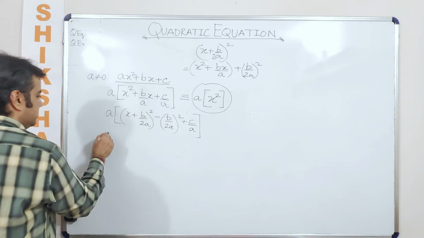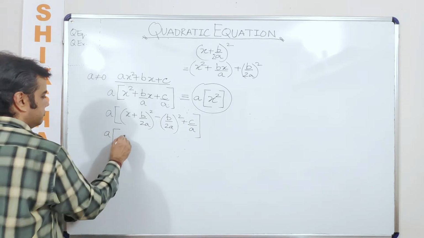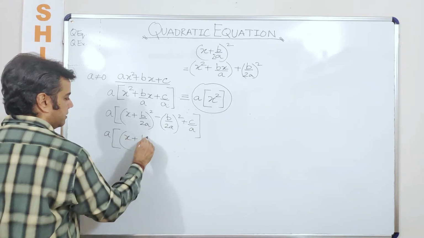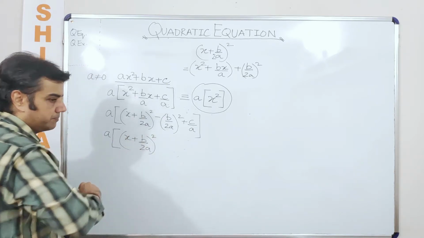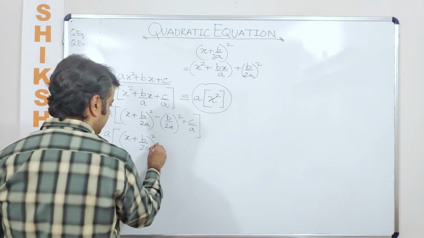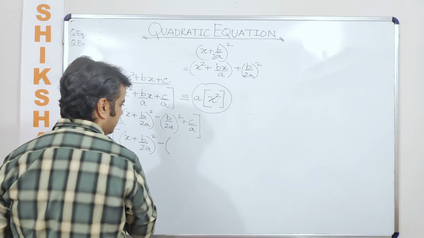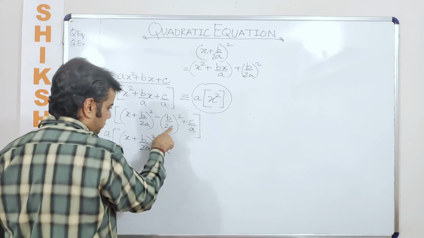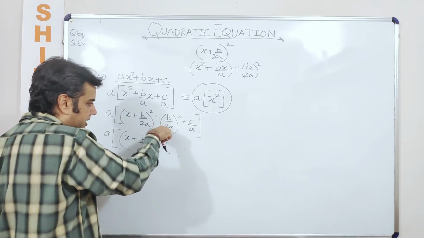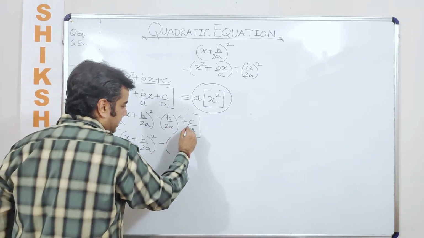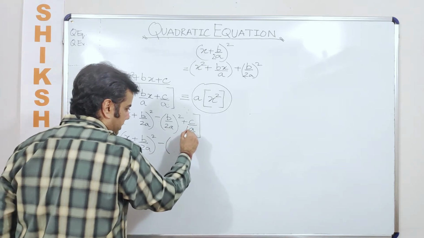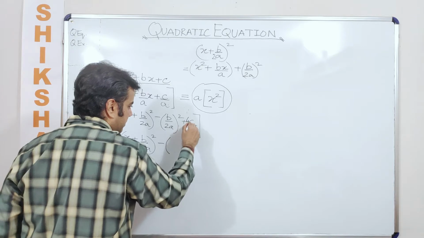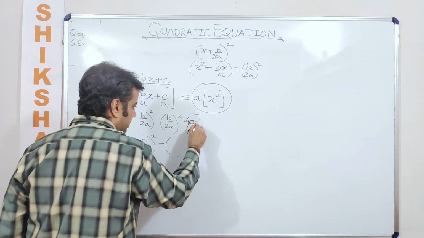Okay, going further, can I write this as a times x plus b by 2a whole square, right? And then I take minus sign as common, and then somehow make this also, I know that the denominator here is 4a square. Can I write this as 4a square? So I'm multiplying the numerator and the denominator by 4a. So in that case this becomes 4ac.